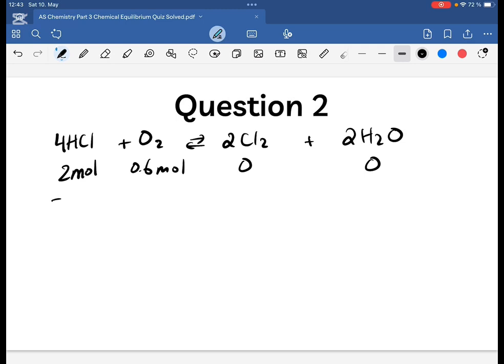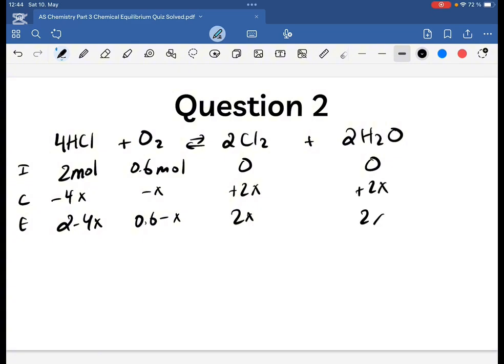Then we're going to put over here a minus 4x, in the change row, and then we're going to put 2 minus 4x, minus x, 0.65 minus x, plus 2x over here, and here we're going to put plus 2x. And here it's going to be also 2x. So as you can see, the positive sign was over here because the reaction is going to shift this way as the number of moles initially were actually 0.